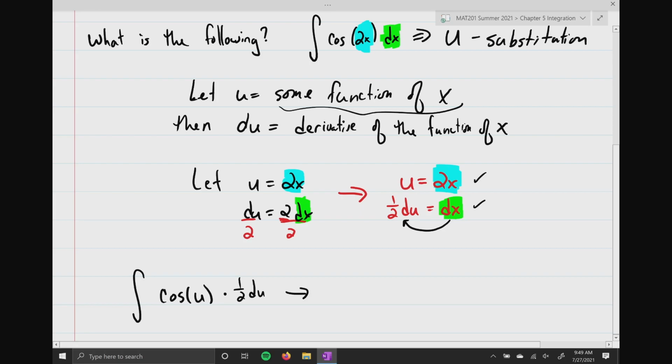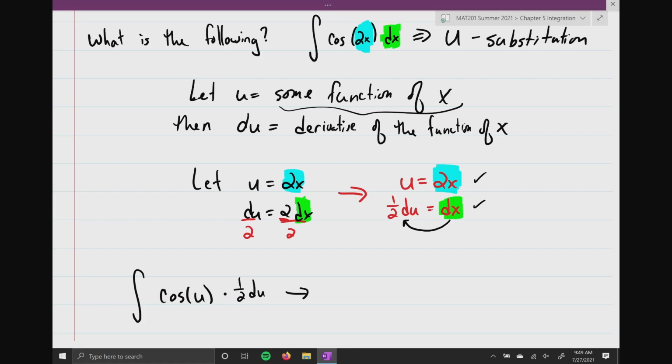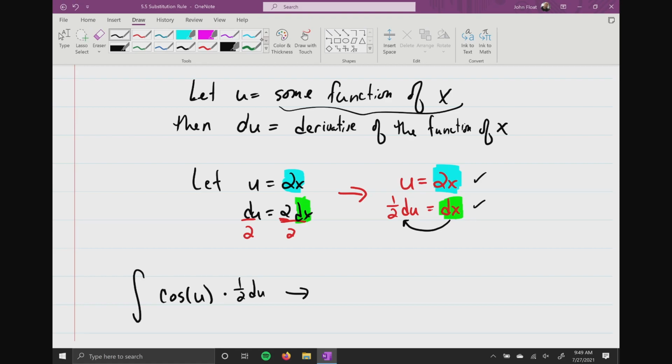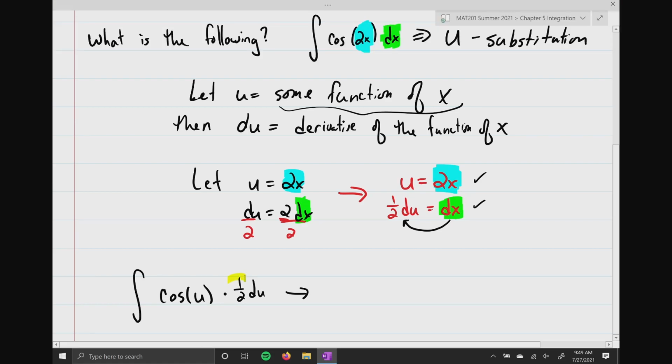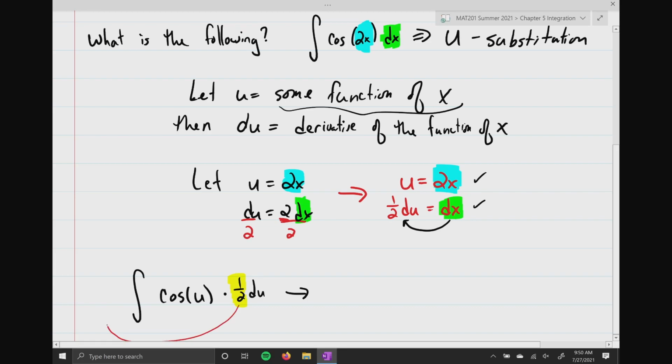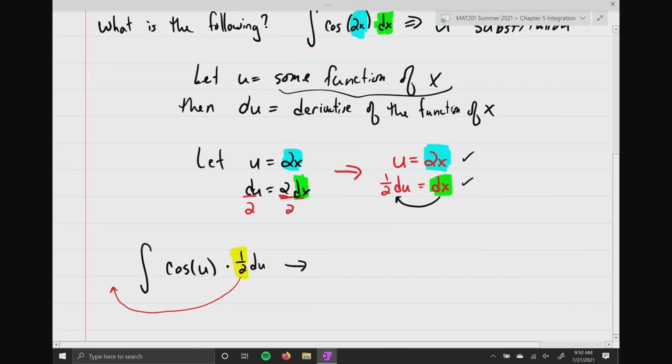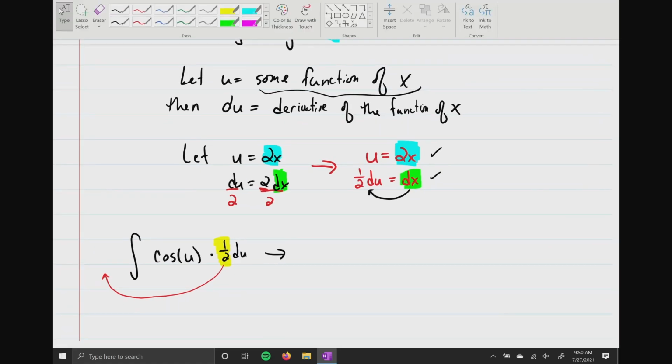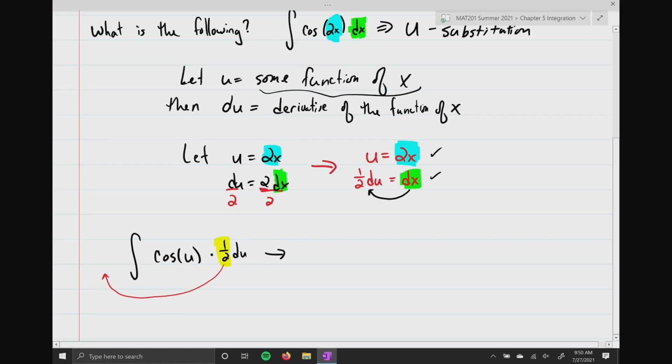Now, we know from our properties of integrals, if we have a constant, so let me highlight our constant in our problem. I'm going to highlight it in yellow. So here's our constant. We're going to take that constant and we're going to pull it out front of our integral. So here's what my problem turns into. 1/2 times the integral of cosine of u du.